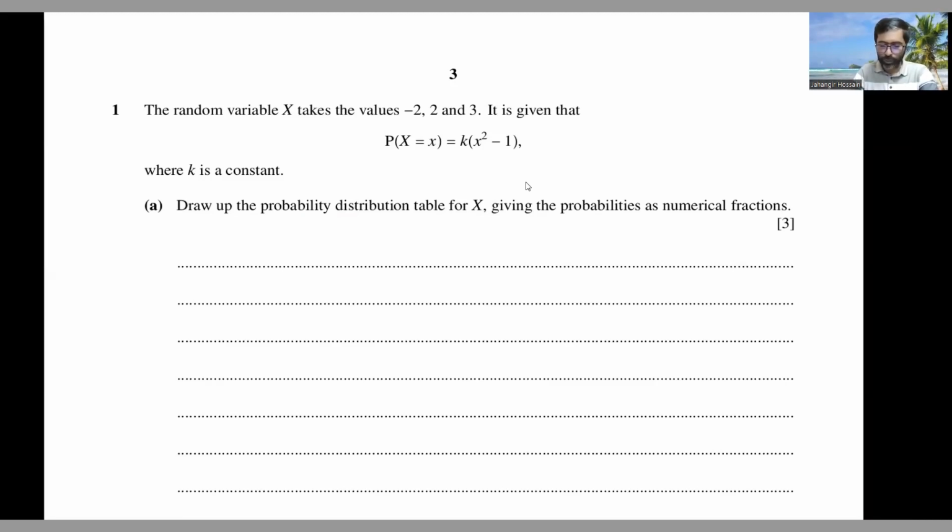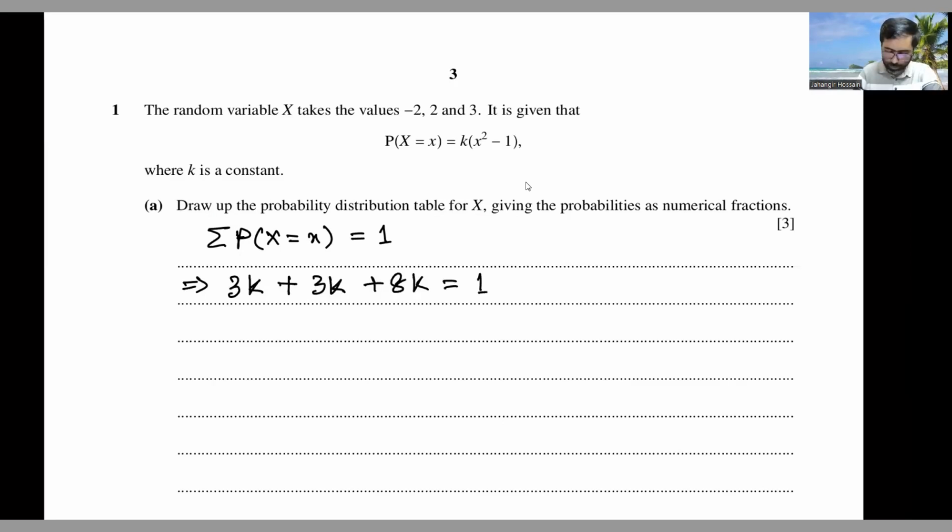To find the value of k, the sum of the probabilities equals 1. So let us use this to find the value of k. The sum of the probabilities of all the values of x equals 1. When x is -2, the probability is k times (4 minus 1), that's 3k. When x is 2, the probability is 3k as well. And when x is 3, the probability is 8k. So the sum of these three is equal to 1, so we have k equal to 1 by 14.